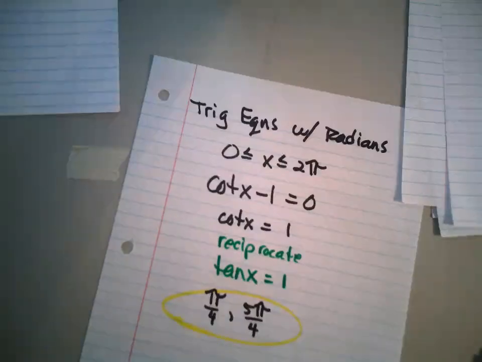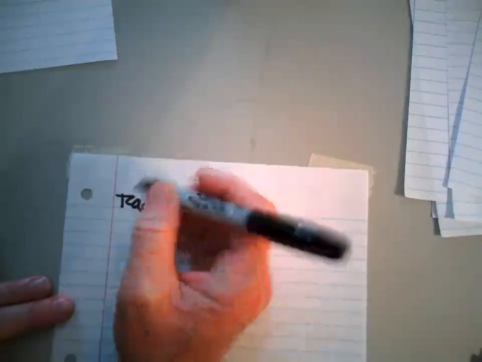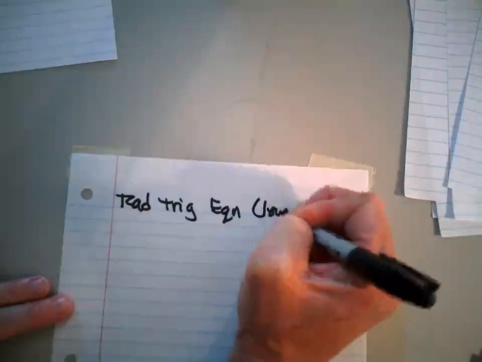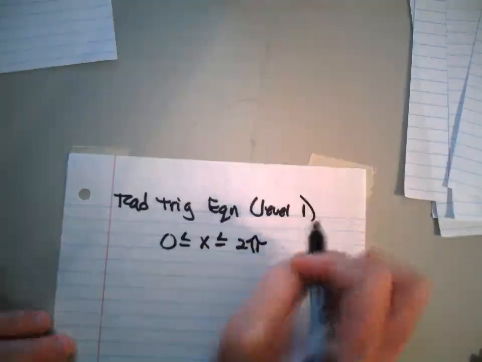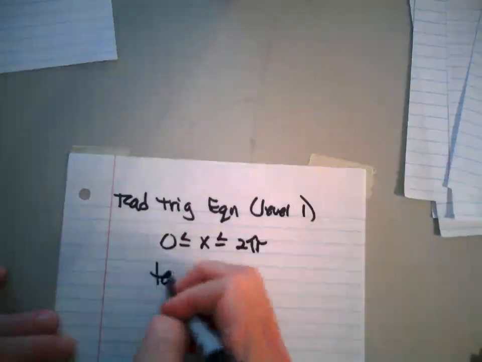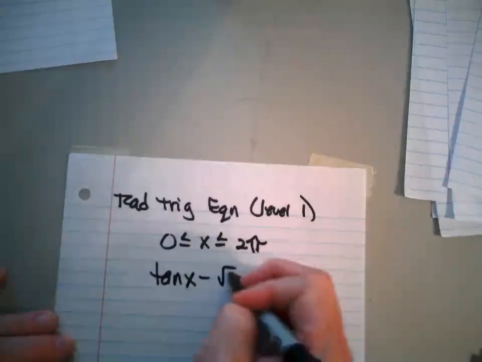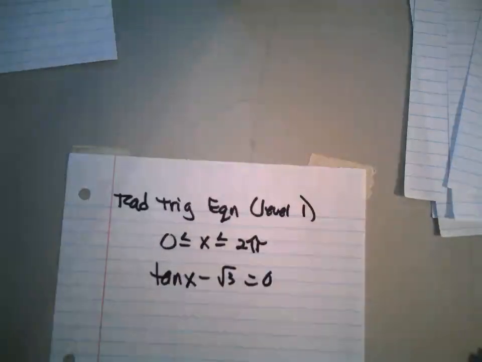Okay, next section. Next section is radian trig equations level 1. So this is going to be pretty similar to what we just did. So once again, they want everything that's going to satisfy the equation on the unit circle. Tangent x minus square root 3 equals 0.